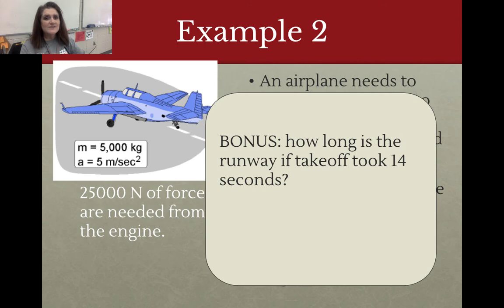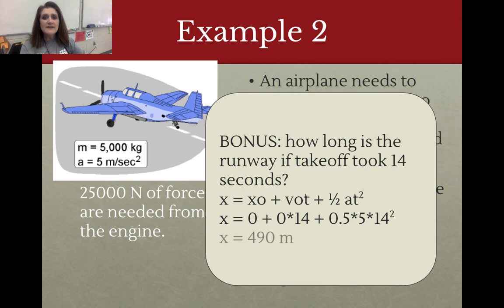Bonus, how long is the runway if takeoff took 14 seconds? Remember kinematic 2, x is equal to x naught plus v naught t plus 1/2 at squared. Solving that gives you a horizontal distance of 490 meters.